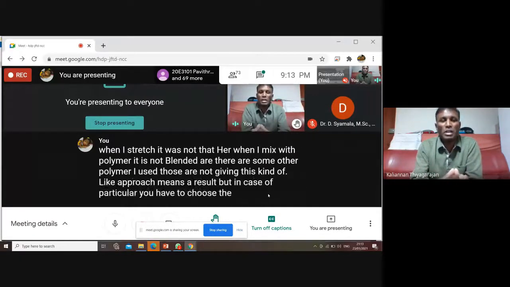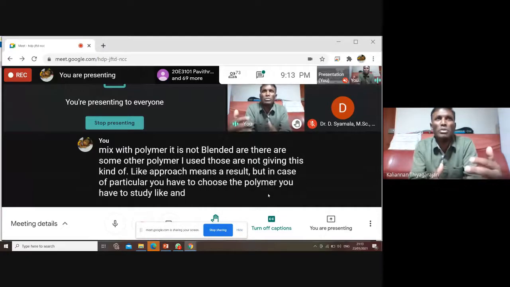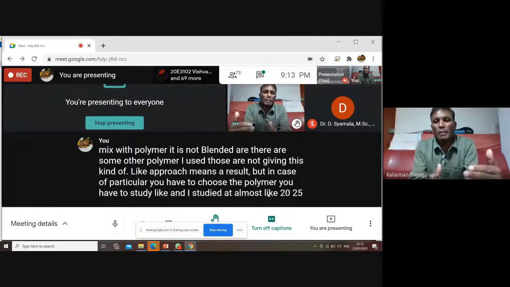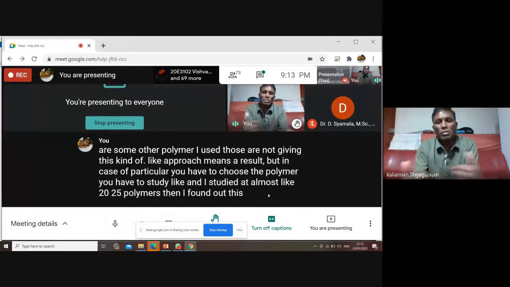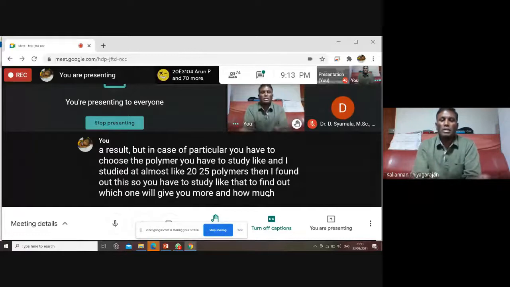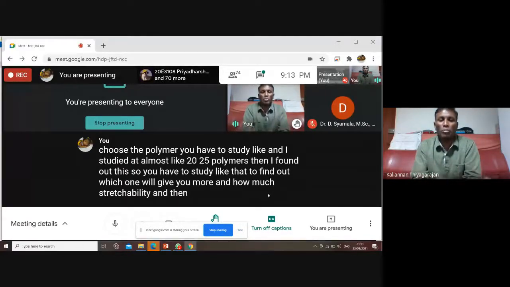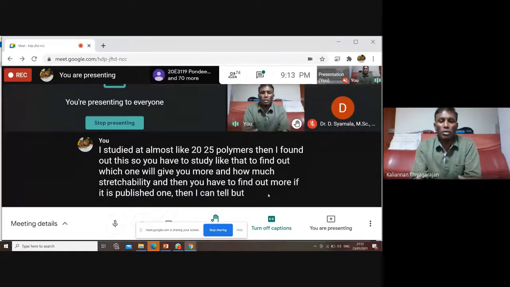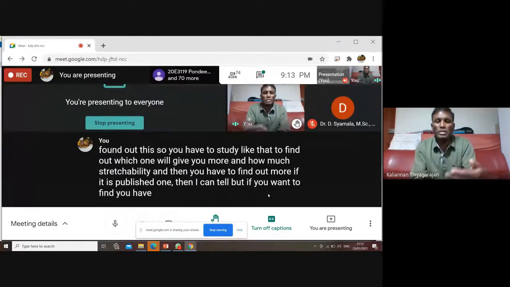In the particular case, you have to choose the polymer. You have to study, and I studied almost 20-25 polymers. Then I found this. You have to study like that to find out which one will give you more, and how much stretchability, and then find out more. If it is a published one, then I can tell, but if you want to find out, you have to do this R&D work.